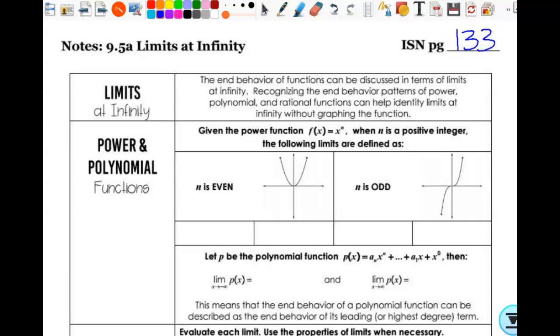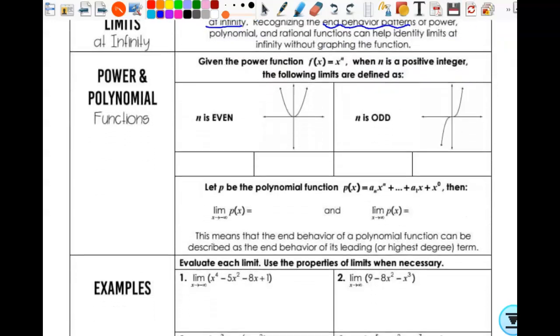So we're going to talk about limits at infinity. Limits at infinity are directly related to end behavior, and we first talked about end behavior in August. We've been talking about it a lot. We don't care about what's going on in the middle. It's way out at the ends, at the infinities. That's why these are limits at infinity. So end behavior of a function can be discussed in terms of limits at infinity. Recognizing the end behavior patterns of power, polynomial, and rational functions can help identify limits at infinity without graphing.